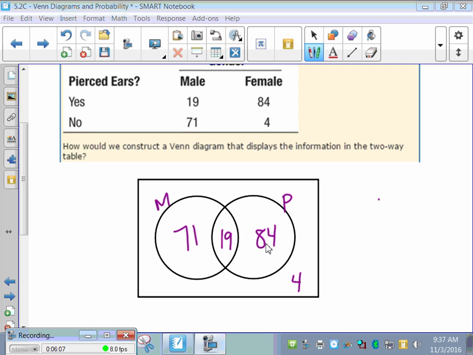So what do you guys want to put in here? But that is this whole thing. It's in here: 84 plus 19. Yeah, which is the rest. Okay, we got this. And 4, you guys, are no's out here, but they're also not male. So that's our females that don't have pierced ears. I think we got this. Let's try this.